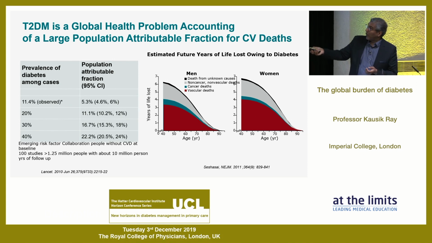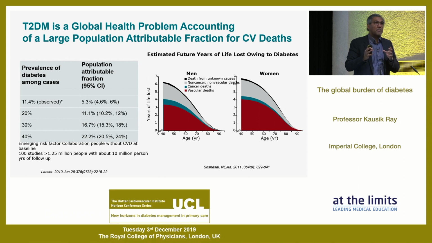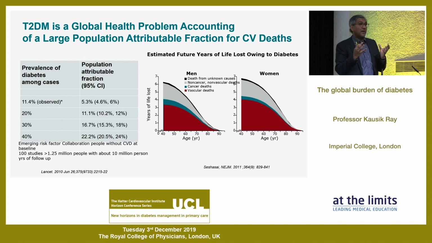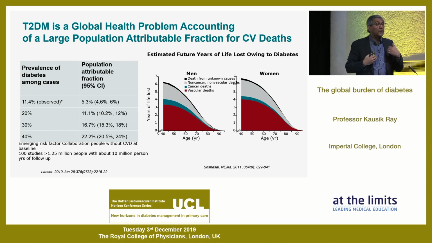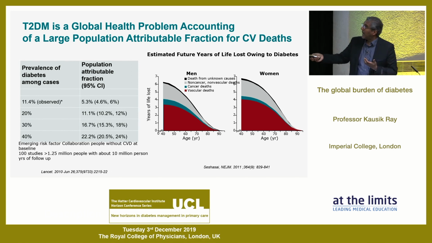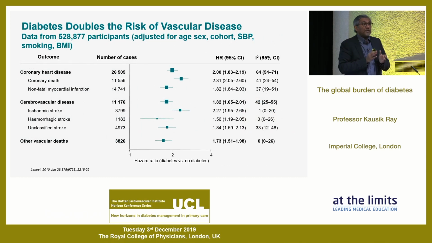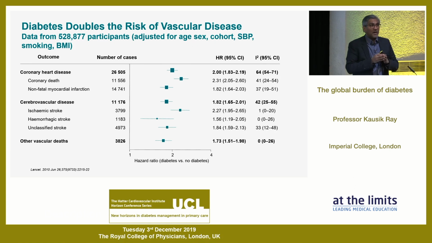Now, as the prevalence of diabetes increases, this is the attributable fraction, because it's such a malignant condition, if you like, in terms of macro and microvascular disease complications. The population attributable fraction of things like major cardiovascular events and deaths attributable to diabetes is just going to increase, as many as about one-fifth if diabetes prevalence increased to about 40%. And to give you an idea, if you go to the Middle East, it's about 35% prevalence in that part of the world.